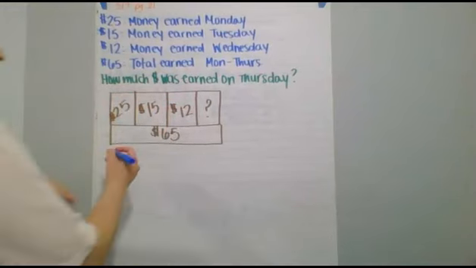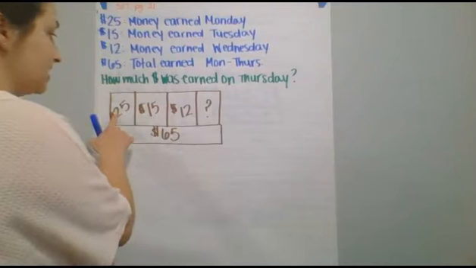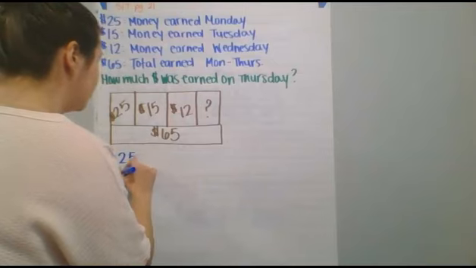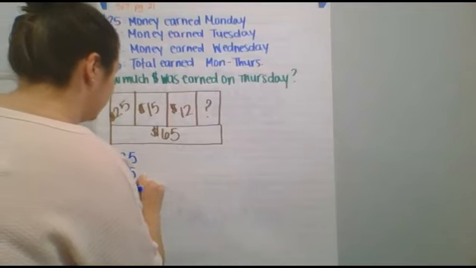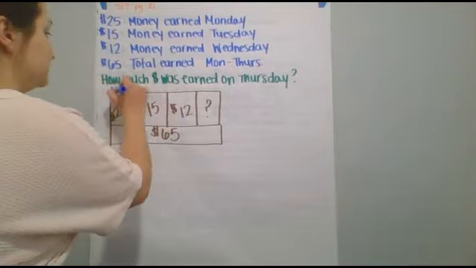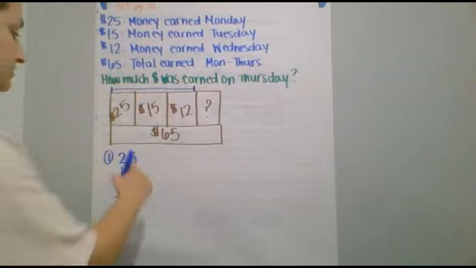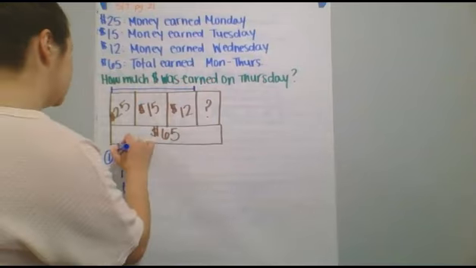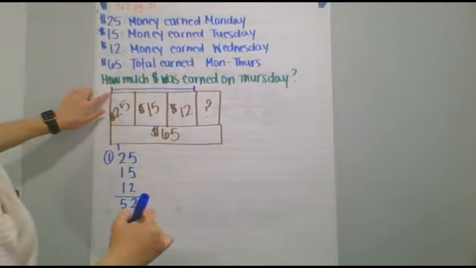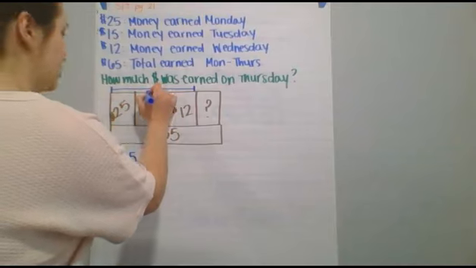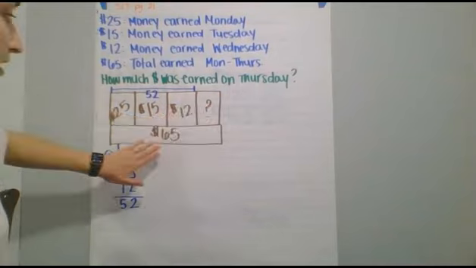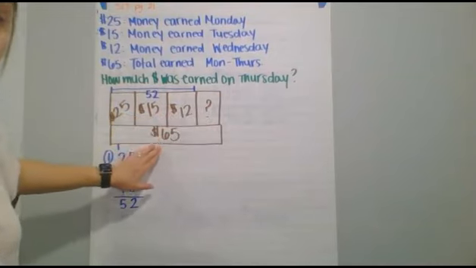So my first thing that I want to do, that first part that I'm going to do is take the 3 amounts of money that I do know. So I know that I made $25, $15, and $12. So this is going to tell me kind of what this part right here is. So 5 plus 5 is 10, plus 2 is 12. 2, 3, 4, 5. So I know between these 3, I earned $52, which is super helpful for me to be able to figure this out, knowing my total amount of money.